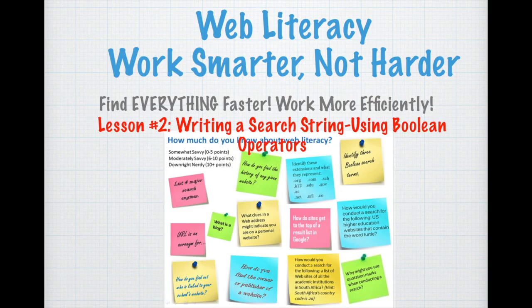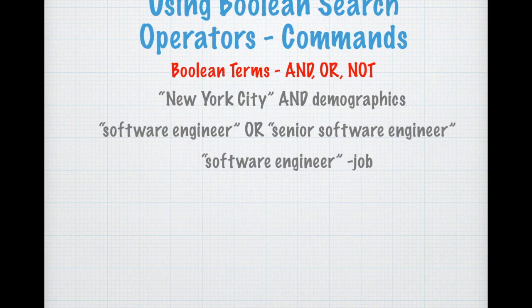This is lesson number 2, writing a search string using Boolean operators. Boolean operators are also known in Google terms as search operators. They are made of the Boolean terms AND, OR, NOT, notice in all caps, that are used to join keywords or keyword terms to create a search string.